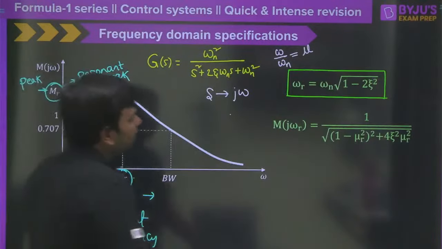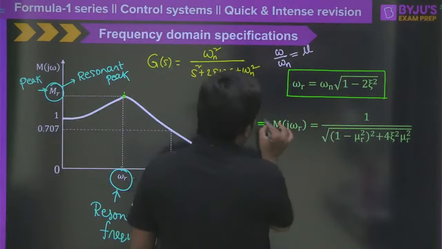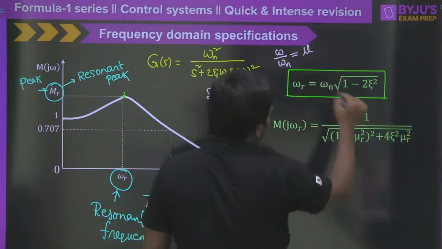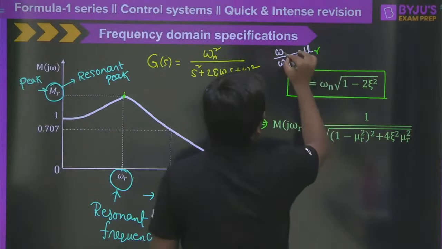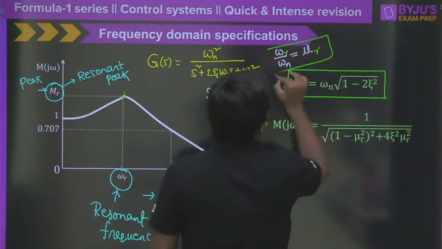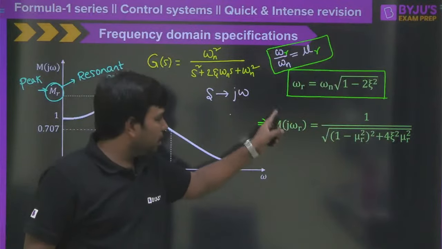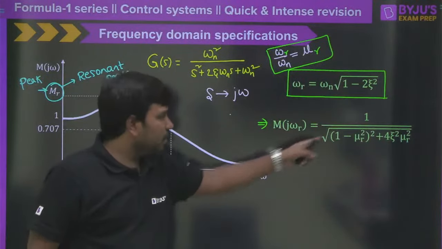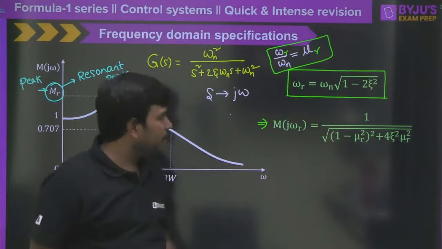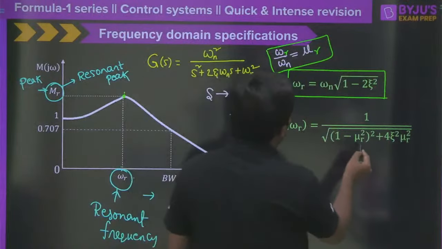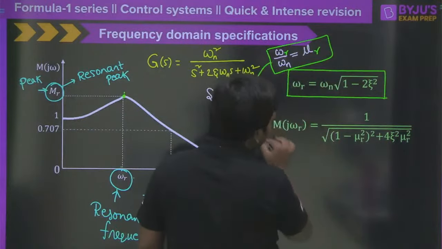Moving ahead, what is going to be the resonant peak? Simple. Again, I told you the meaning of this: omega r divided by omega n is equal to mu r. So if you want the maximum or the resonant peak, you just need to use this formula, nothing else. And if you want to substitute omega r, take omega r and substitute here, no problem.